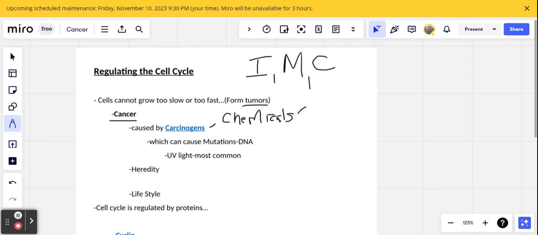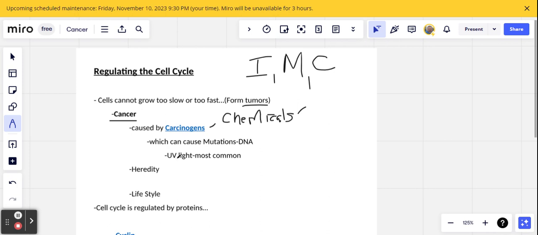And then depending on where you get cancer, it can then spread to somewhere else. Okay, so carcinogens, lots of different things are carcinogens. But again, they cause mutations in the DNA, which is just your universal genetic code. And then they cause things to happen in the cell cycle that make it go the wrong direction, forming tumors.